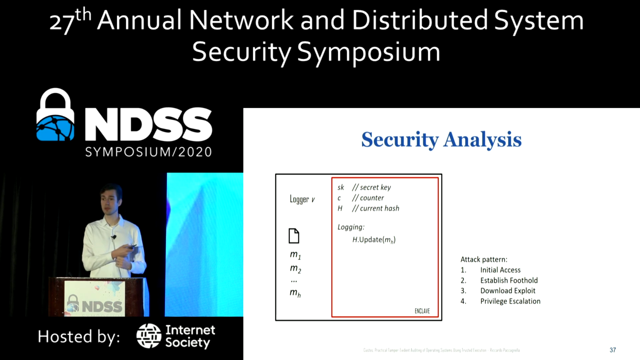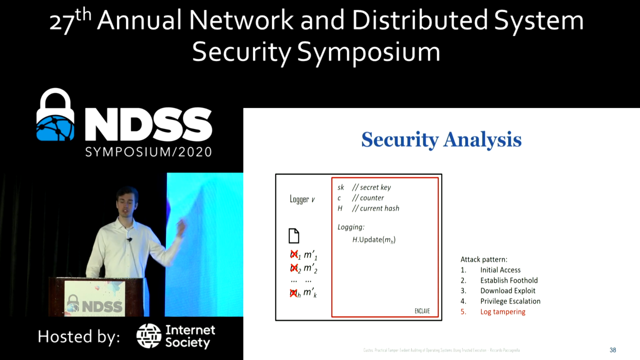And these logs are going to be hashed inside the enclave. But now, after the adversary achieves privilege escalation, the logs will be modified because the attacker will tamper with them. Now, recall that these logs, even though they have been tampered with, were originally hashed inside the enclave. So the attacker cannot really update the hash inside the enclave.